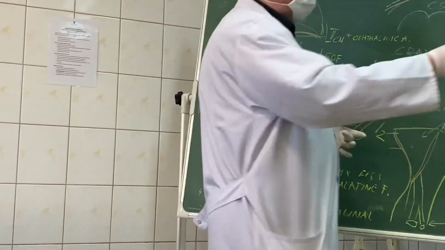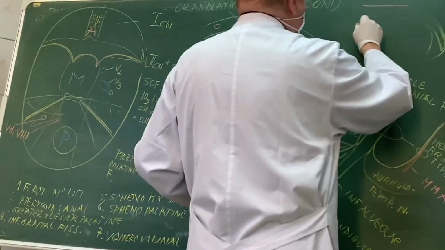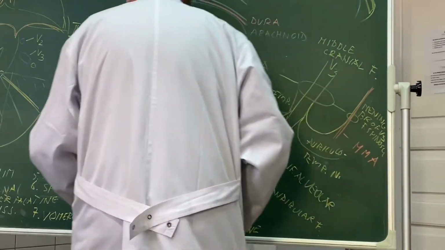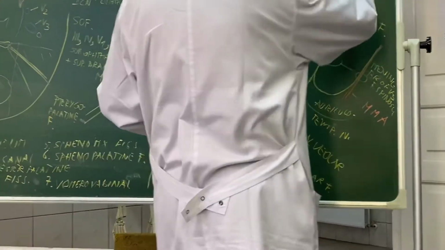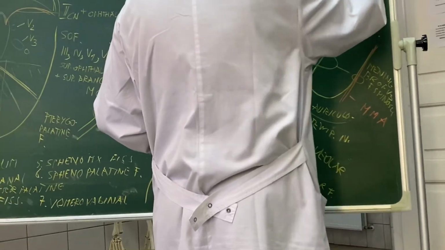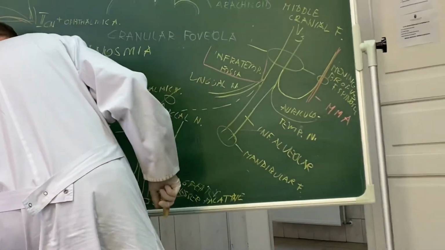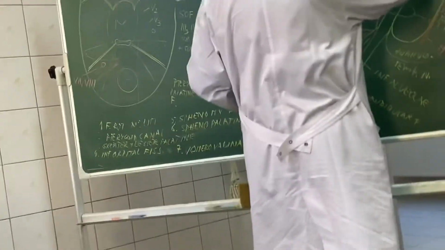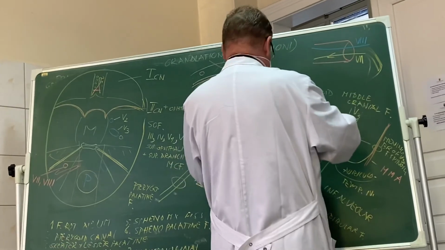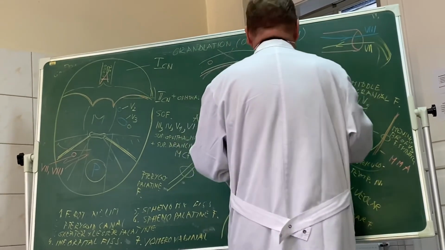So it looks like the nerves enter the internal acoustic meatus, that's the hole. Let this be the eighth nerve, that's the eighth. And let this be the seventh. So the seventh goes this way and the eighth goes this way.